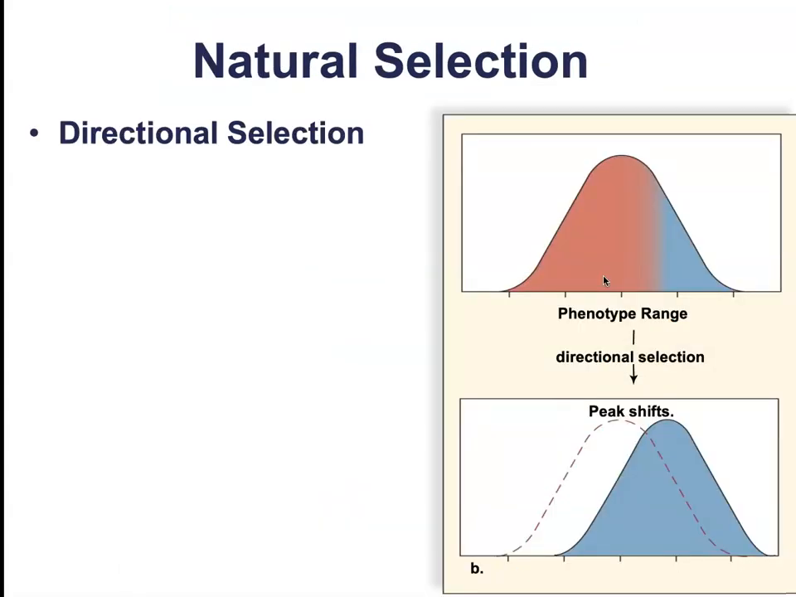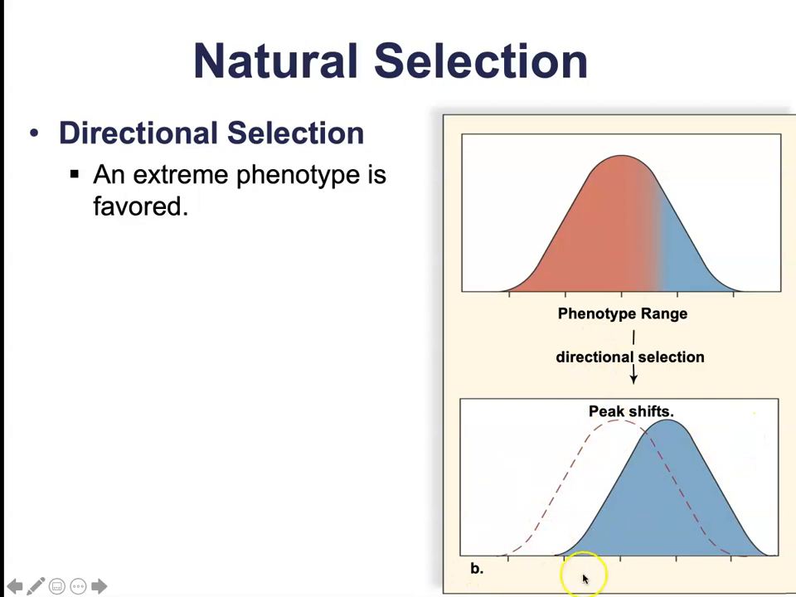Now, directional selection is going to be a little bit different. Directional selection says that one extreme phenotype is better than the median phenotype, is better than the other extreme as well. So what we're going to see over time, the peak is not going to narrow, but it is going to shift. A great example of this would be giraffes. Remember when we talked about Lamarck and Darwin's theories about evolution using giraffes?